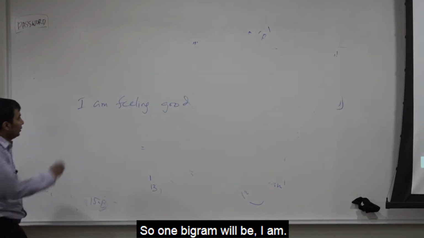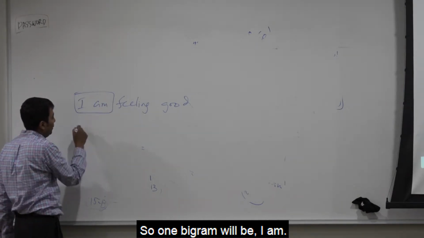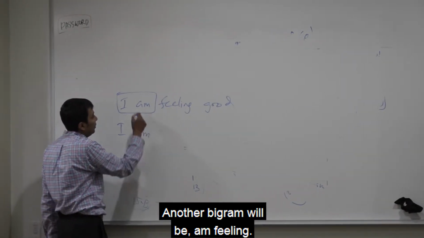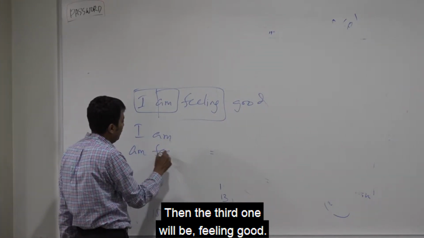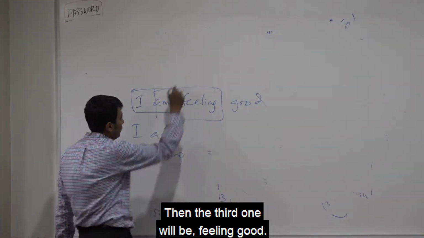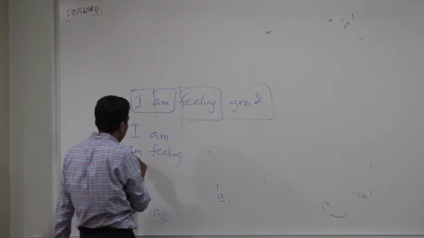So I am feeling good. One bigram will be "I am". Another bigram will be "am feeling". Then the third one will be "feeling good".